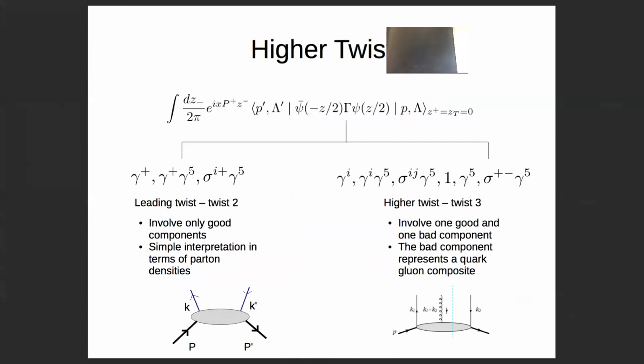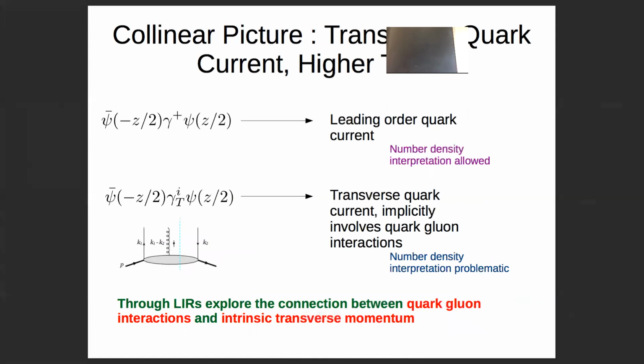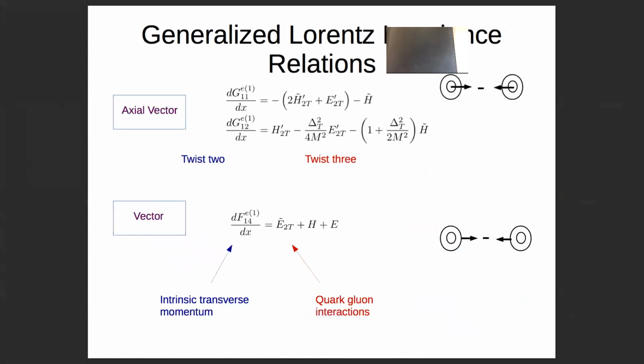Okay, I'll go through this really quickly, but basically, as I said earlier, in the case of GPDs, or even the GTMDs, if you have a gamma plus projection operator, it's twist 2, whereas if you have something like gamma perp, it's twist 3. What that means is that you're including a bad component in your description, like an operator like gamma perp, and a bad component is basically a composite of a quark and a gluon field. So at twist 2, you have this interpretation in terms of number densities. At twist 3, it is problematic. You can't really do that. So at the heart of it, you're connecting something which has intrinsic transverse momentum, and on the right side, you're connecting something which has quark-gluon interactions. And that's what these relations are.